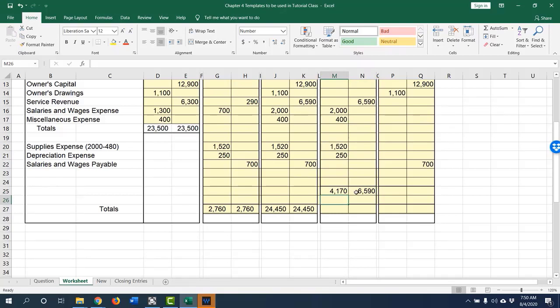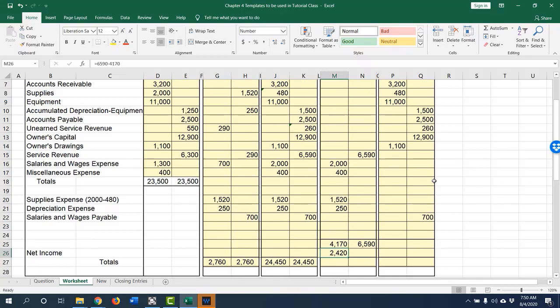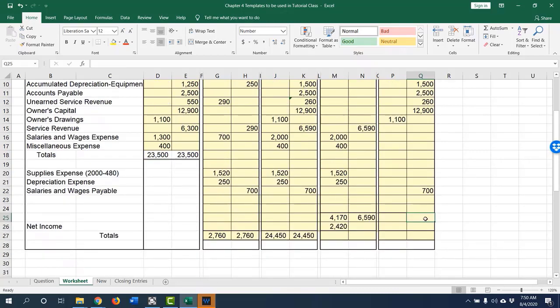So can we calculate that? Of course, 6590 is the total revenue. If I deduct the total expense 4170, I get a net profit, or net income, of 2420. So I can write it here, net income. 2420 is the net income. Okay. Another thing, I can also calculate the portion of the balance sheet here.